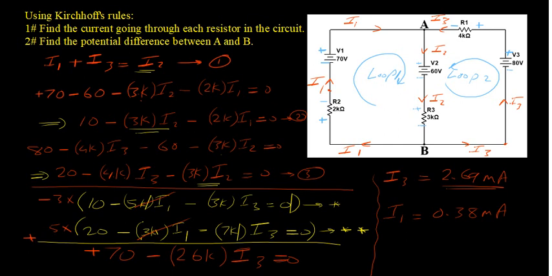Now from the first equation here, I can find current number 2, which is just the addition of these two. That will give me 3.08 milliamps. Okay, so these are the three currents going through each resistor in this circuit. Now we're going to try to find the second part of the question, which is how much is the potential difference between point A and B. So I am going through this part of the circuit.